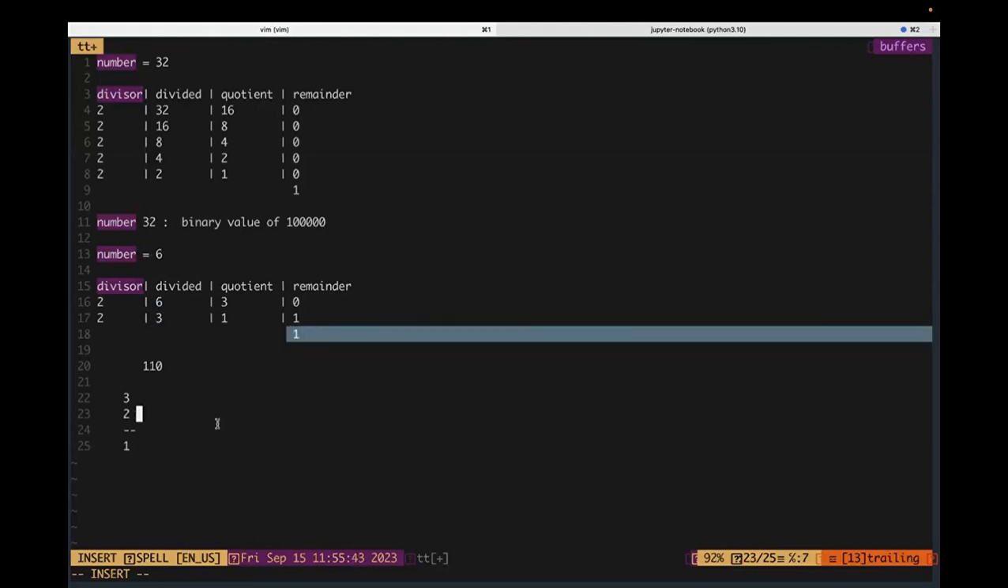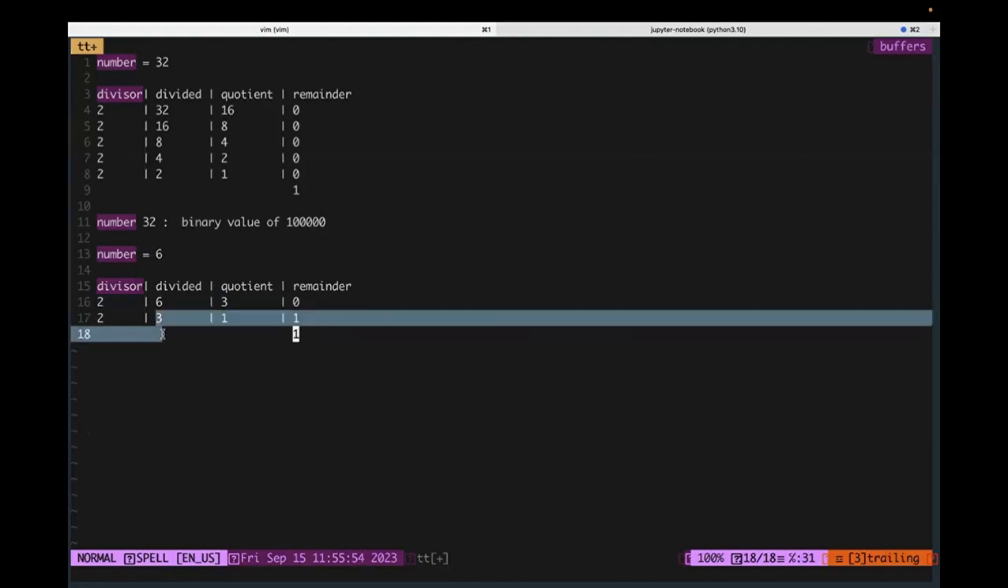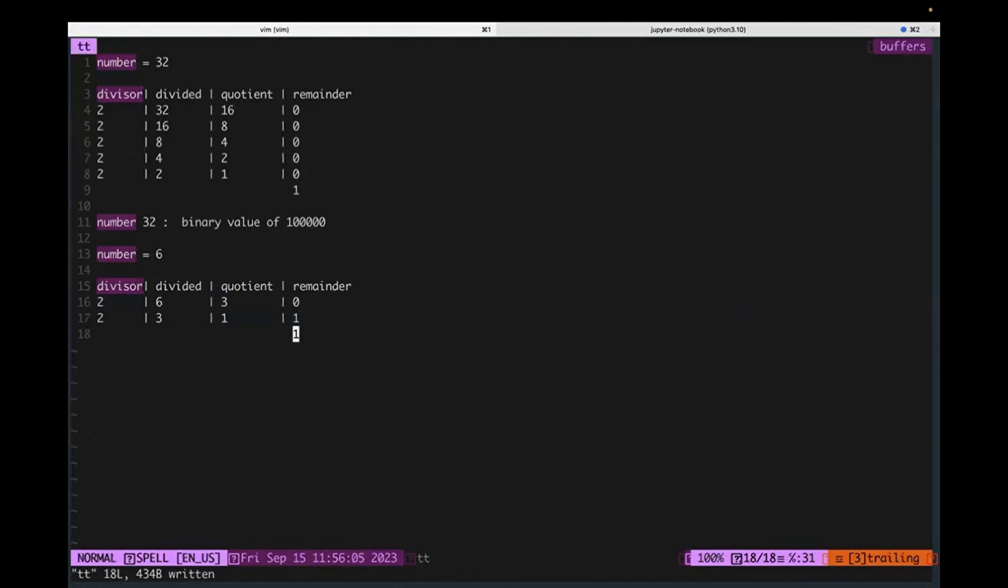The quotient is basically the number of times you are able to multiply the 2. 2 multiplied by 3 is 6, and 2 multiplied by 1 is equal to 2 only. So what remainder is left? 3 minus 2 is 1 only. So that's what I wrote here, the value 1.